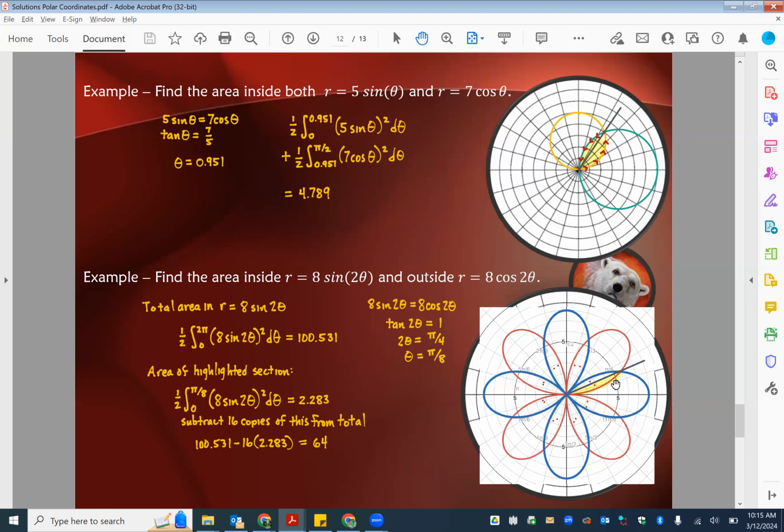So to find the area of just this single yellow highlighted section, I'm going 0 to pi over 8, that would be an intersection of the blue and the red. Finding that area, I need to subtract 16 copies of that from my previous total. Okay. There's other ways to do it, but that's the version that I showed that would be pretty quick with a calculator.